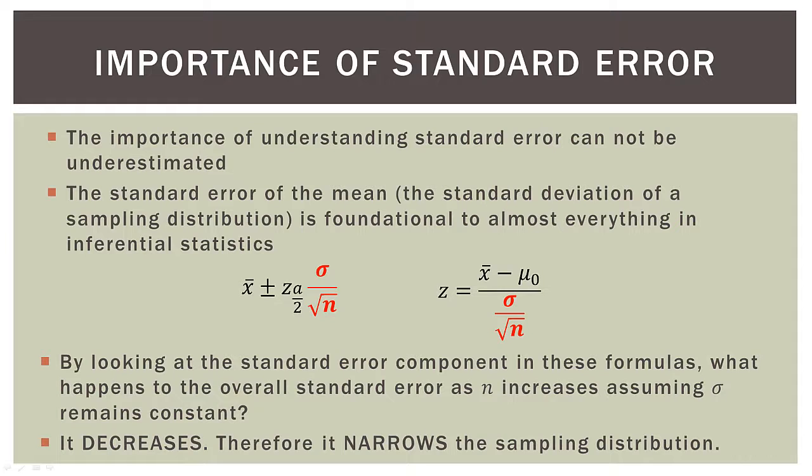Now, if we're looking at a distribution, what we're saying, physically in the distribution, is that it narrows the sampling distribution. Because remember, the standard error of the mean is just the standard deviation of the sampling distribution. So if the standard error decreases, we're actually going to narrow that sampling distribution.